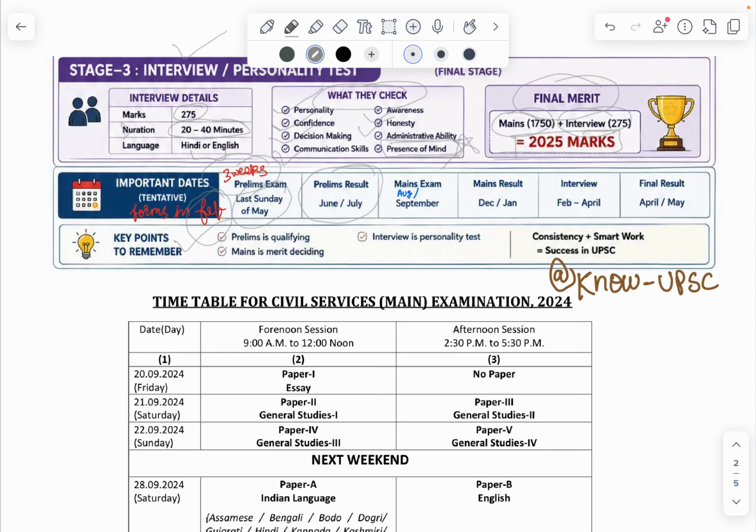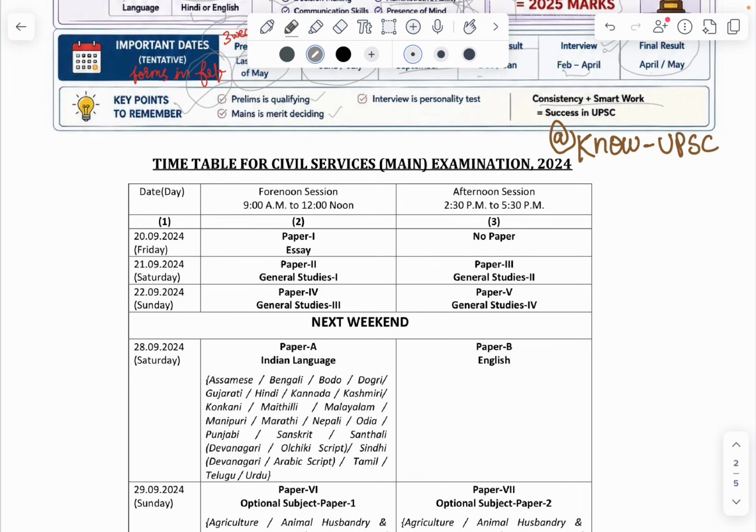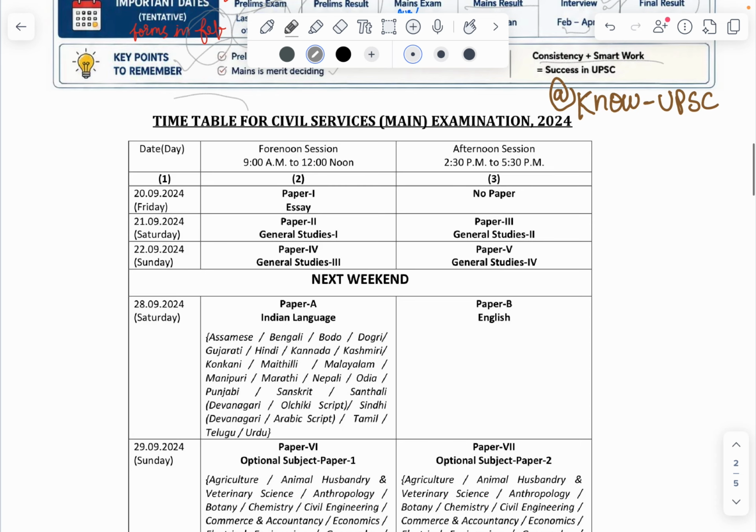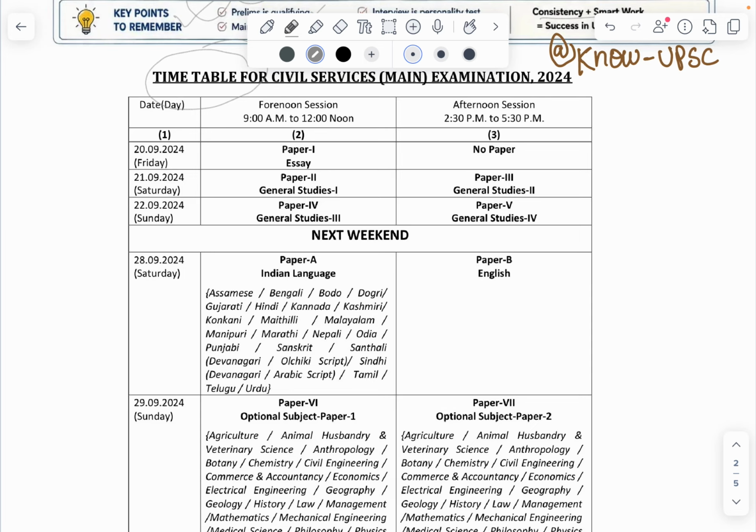Also, the important dates you should remember: for prelims, I have already told you, and results will be out in June to July. Mains exam will be held in August or September. Mains result will be out in December or January. You will get calls for interview, and in February to April you will have to give your interview. Final results will be announced in April to May. So what you should remember is prelims is qualifying, mains is merit deciding, interview is a personality test, and consistency plus smart work brings success in UPSC.